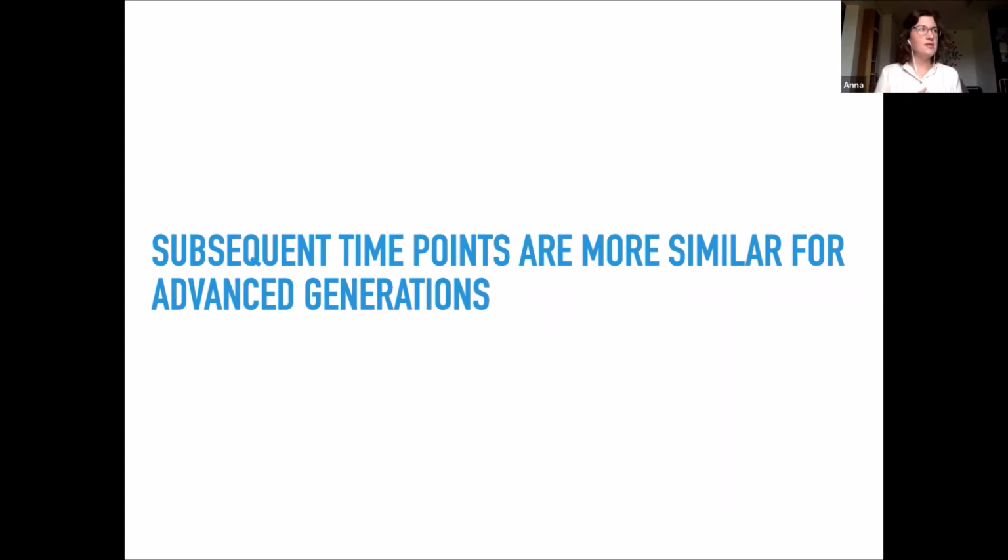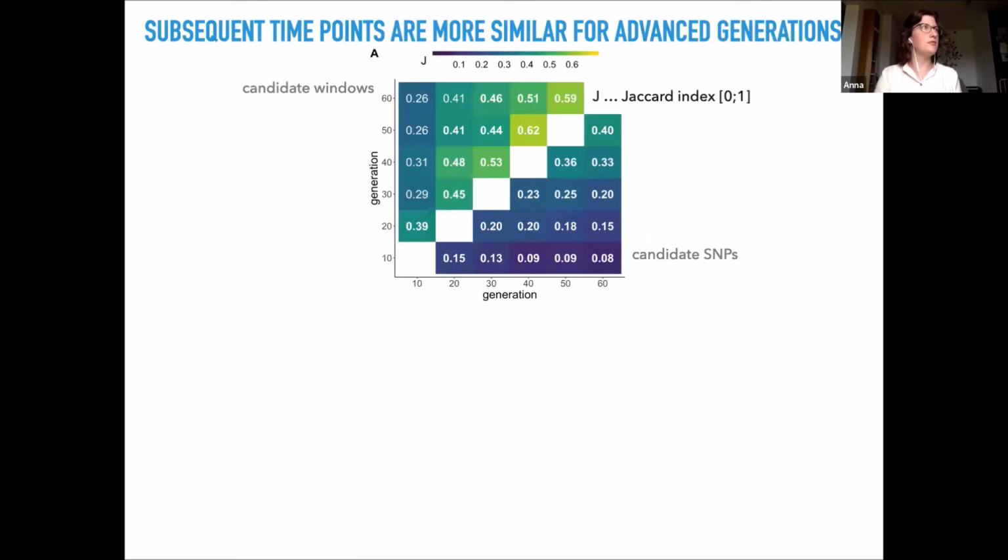So the first thing is that subsequent time points are more similar for advanced generations. Okay, so I'm going to show you the summary of this statement. What you see in A is a matrix of all the pairwise comparisons of the evolved time points. And in the top triangle, you have the results for the candidate windows, and in the bottom triangle, you have candidate SNPs. And the single tiles are colored and labeled by the Jaccard index.